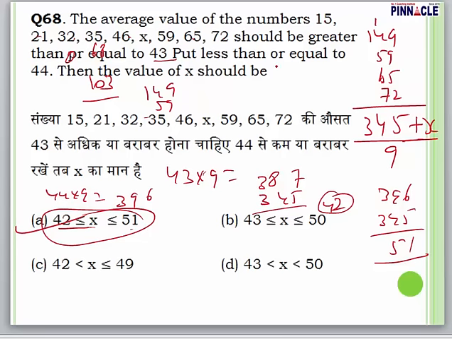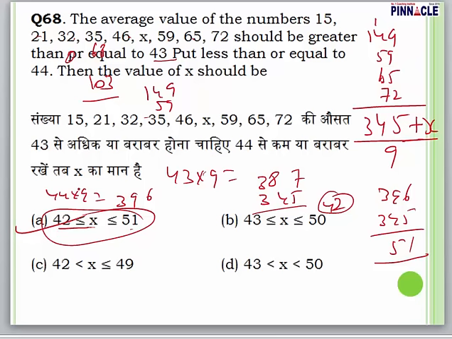What we have done in this question is that we have added all plus x, that is equal to 9, and then according to the given condition we have calculated that 43 into 9, that is 387, would be the total value, that is 45 plus x is equal to 387. In the second situation, we have calculated 345 plus x is equal to 396. Then in one case, we found 42 and in the second case, we found 51. So, the value would be in the range.